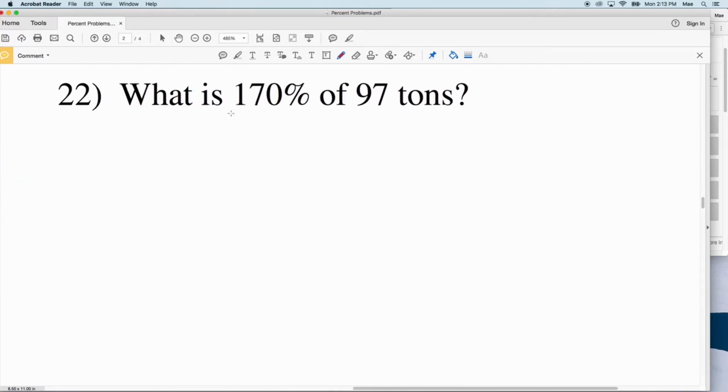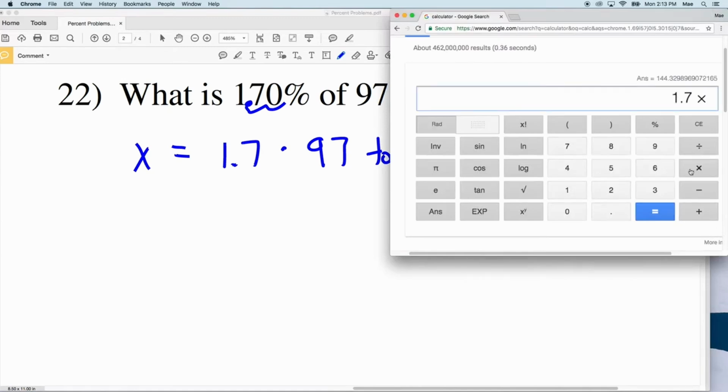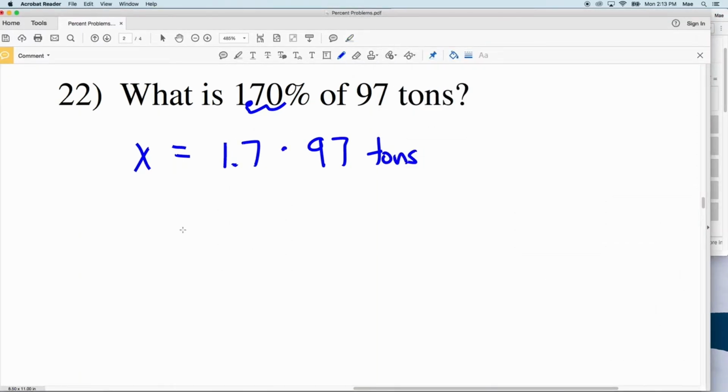And number 22, what is 170% of 97 tons? So we're looking for some number x, and that is 170%. So converting that to a decimal, 1.7 of 97 tons. So we're going to multiply 1.7 by 97 to get 164.9. So 164.9 tons is 170% of 97 tons.